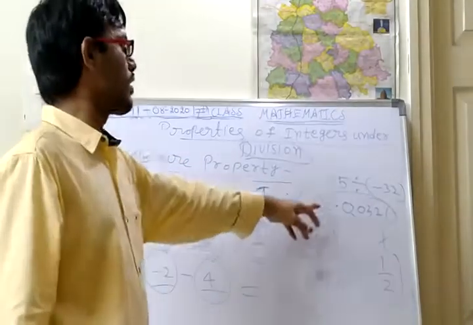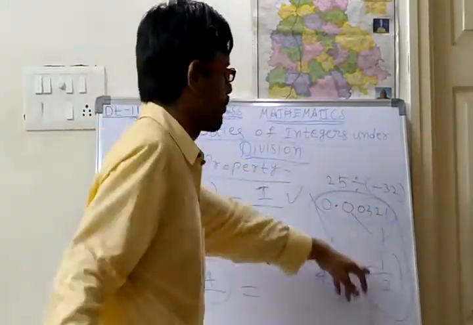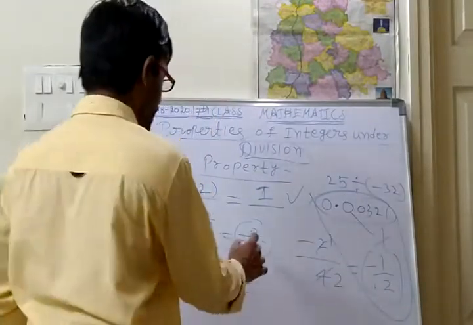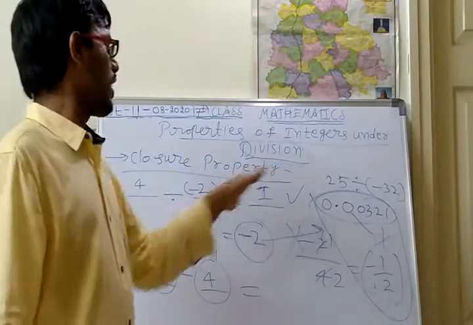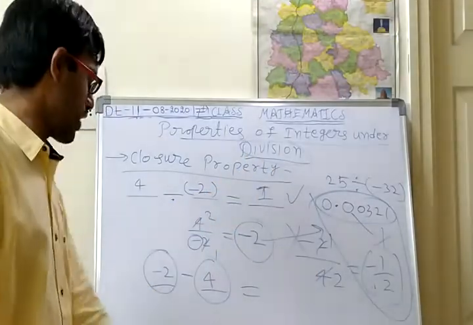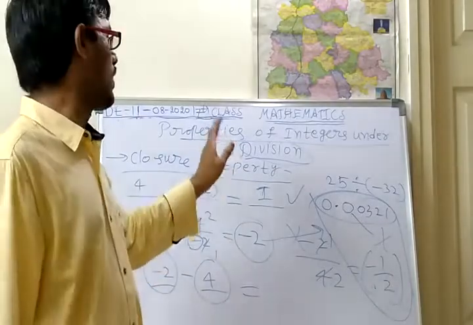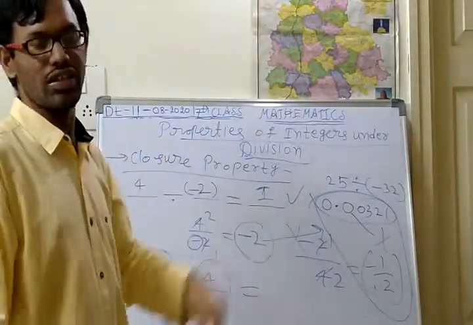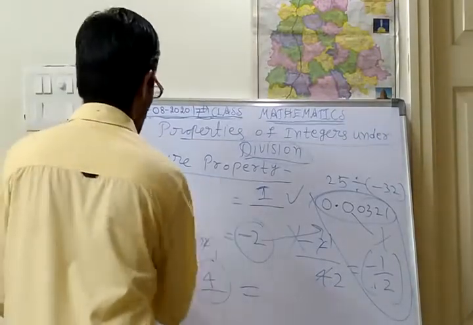So that means these both are equal, so these both belong to one category, but this does not belong to this category. Like that the properties will be there. So the closure property does not hold for the division of integers. Next, what is the next property we shall see?